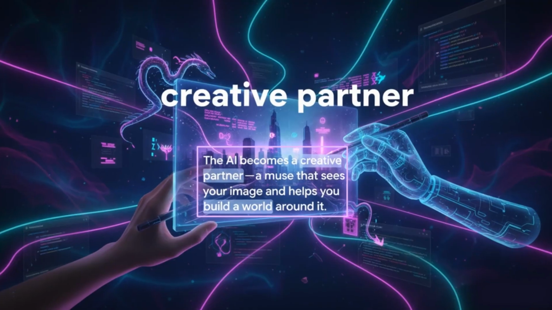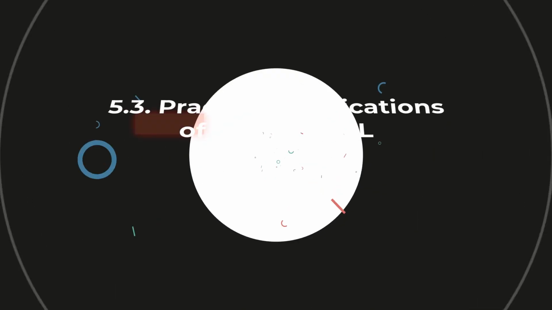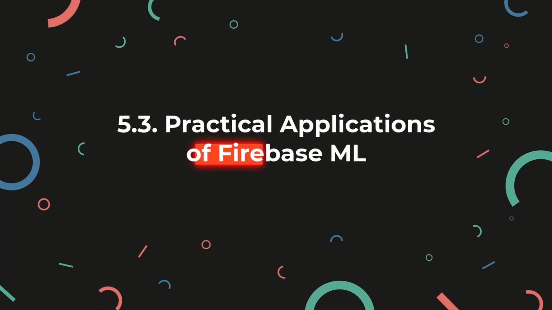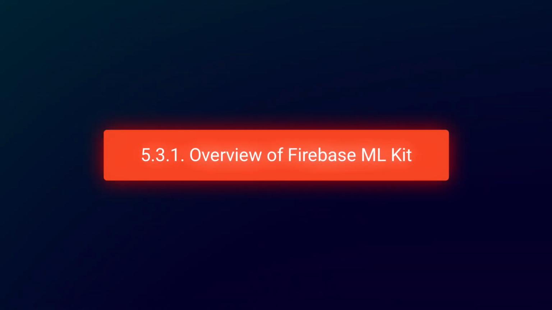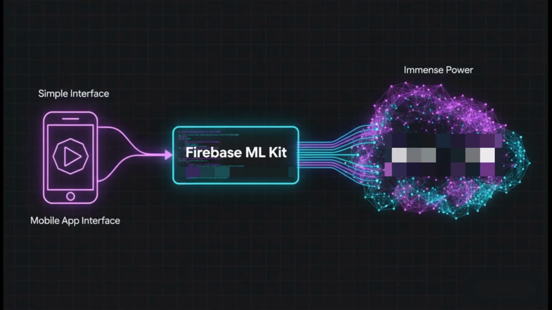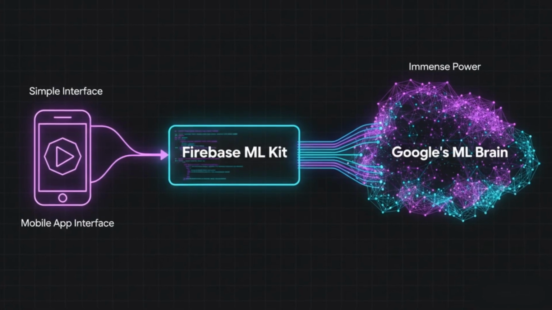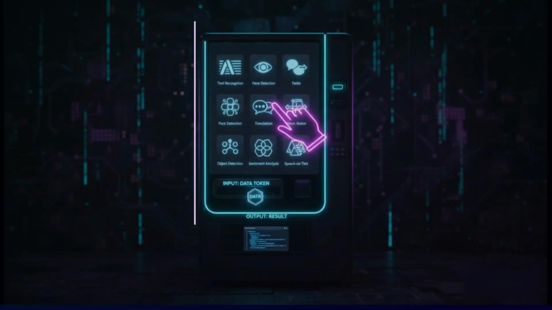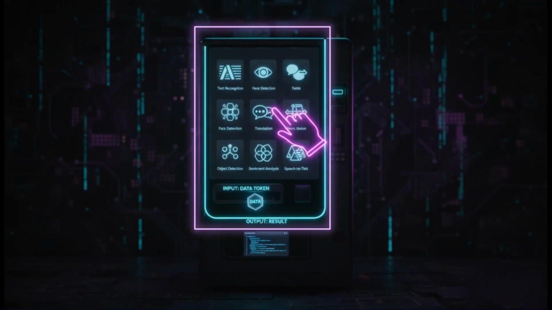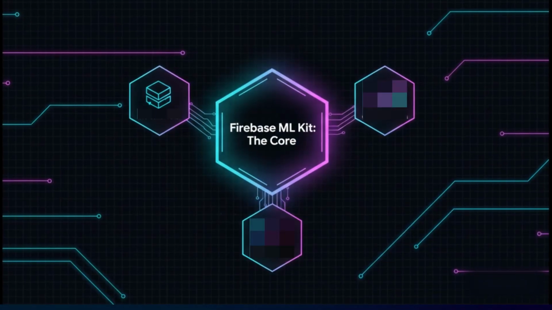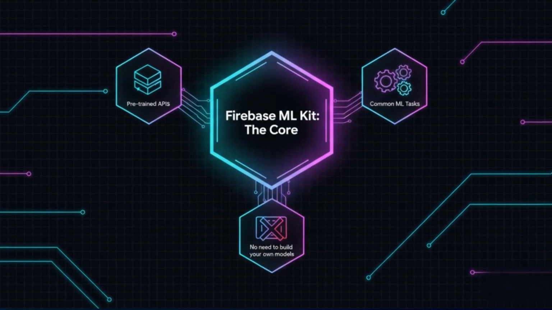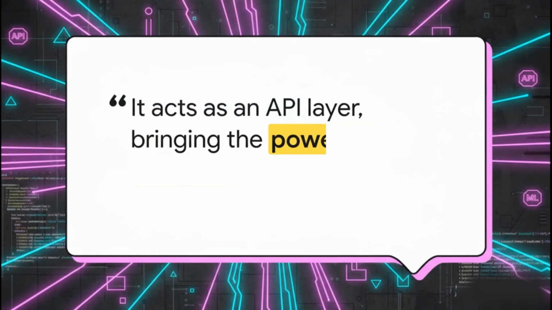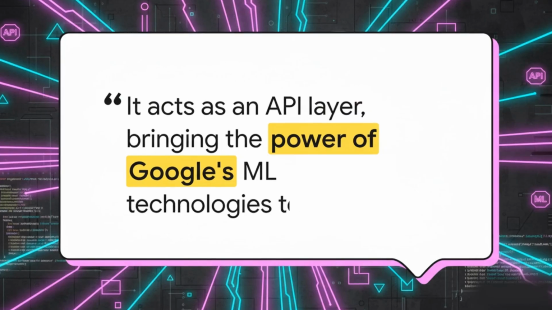and an accompanying image. So, practical applications of Firebase ML. An overview of Firebase ML Kit. Firebase ML Kit provides a set of pre-trained machine learning APIs that you can use directly in your applications. These APIs are designed to be easy to use and can handle common machine learning tasks without requiring you to build your own models. It acts as an API layer, bringing the power of Google's machine learning technologies to your app.